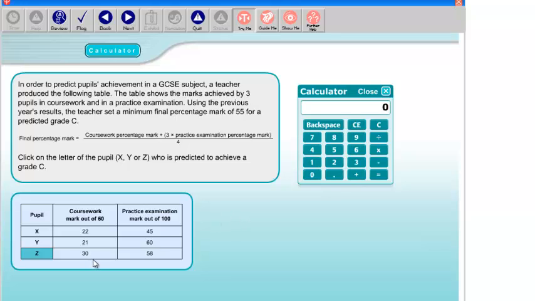So once again, coursework mark 30 out of 60. Well, that's just a half, isn't it? So that's 50%. And we add to that 3 lots of 58. So 3 times 58, 174 plus 50. Once again, divide all of that by 4. And we get 56, which is just over the threshold for getting a C grade. So after all of that palaver, Z was the correct answer.